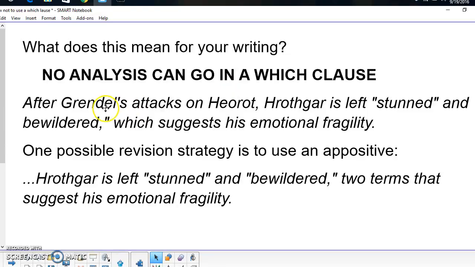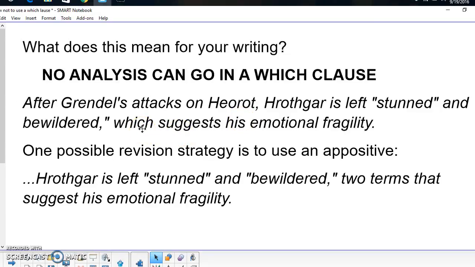So here's an example of how which is being used incorrectly. After Grendel's attacks on Herod, Hrothgar is left stunned and bewildered. So that's a good quotation. We just picked the two words that we want. And then we put a comma in front of the which, which is proper punctuation, except now my commentary, which suggests his emotional fragility, is stuck in a which clause, and it's stuck on the end of the sentence. So it's not functioning as it needs to. The commentary needs to be central to the sentence, not just extra information that gets stuck in a which clause.